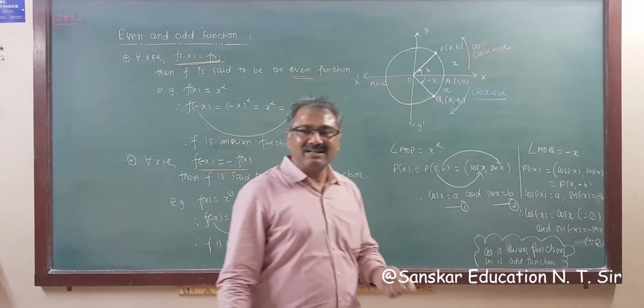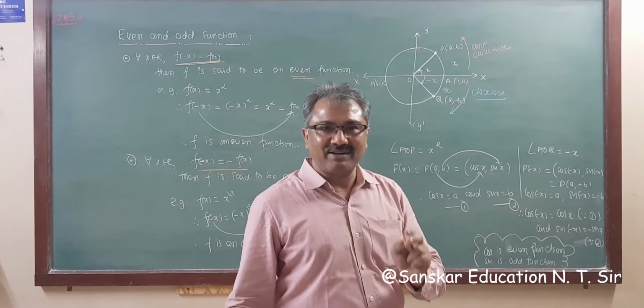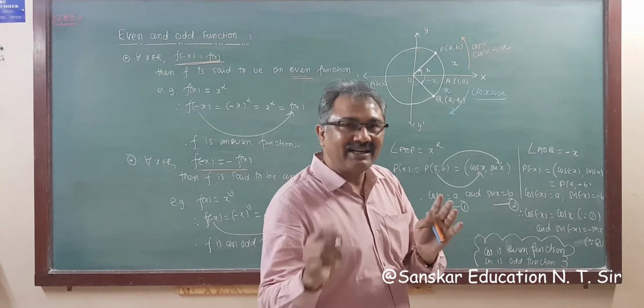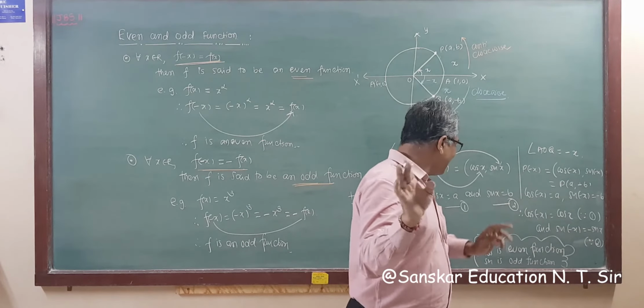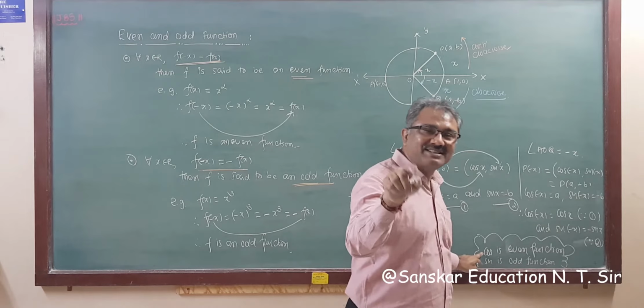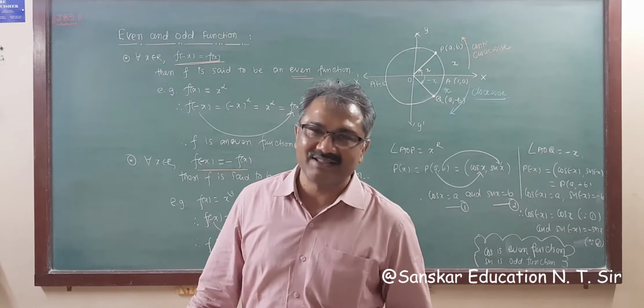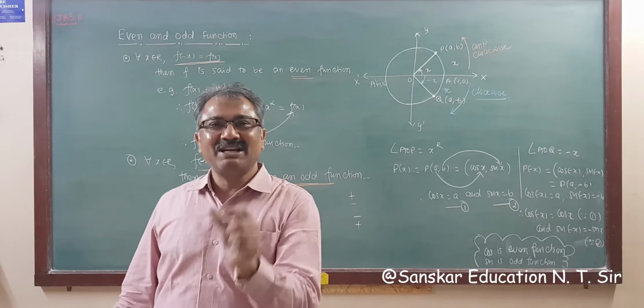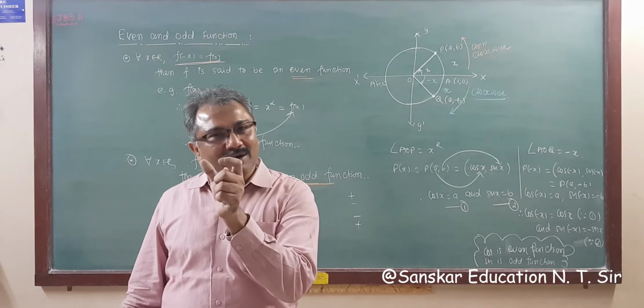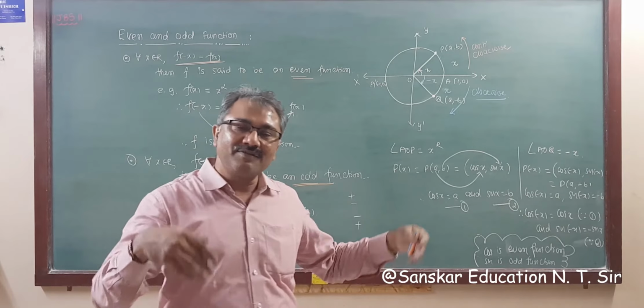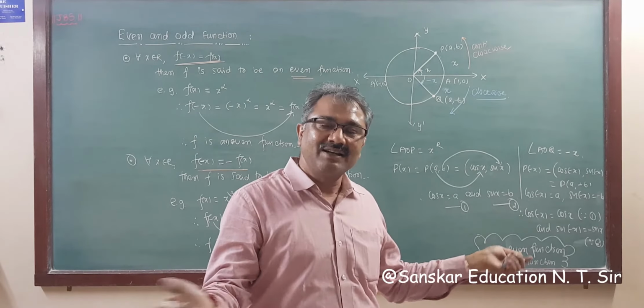So remember, only cos and sec functions are even functions, all other trigonometric functions are odd functions. Cos and sec functions are even functions, all other trigonometric functions are odd functions.